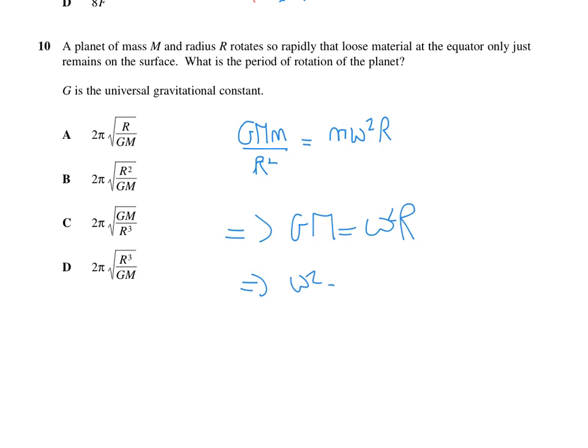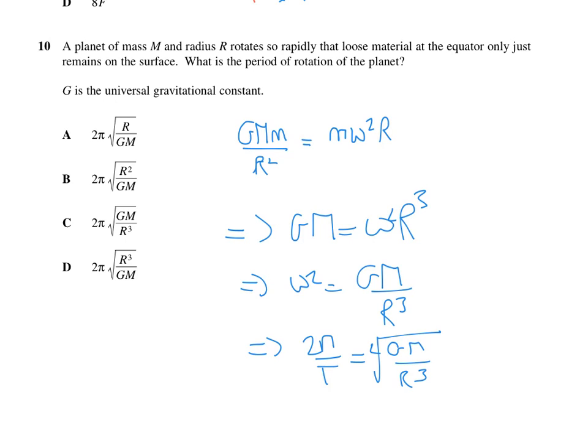So omega squared is GM over r cubed, which means that 2 pi over T is the square root of GM over r cubed. So flip both sides over, take the 2 pi to the side, you'd end up with 2 pi root r cubed over GM, because we're going to flip it over, so the r cubed would end up in the top line. So the only one with an r cubed on the top line is D, so we know straight away, and we've still got all the other components there as well.